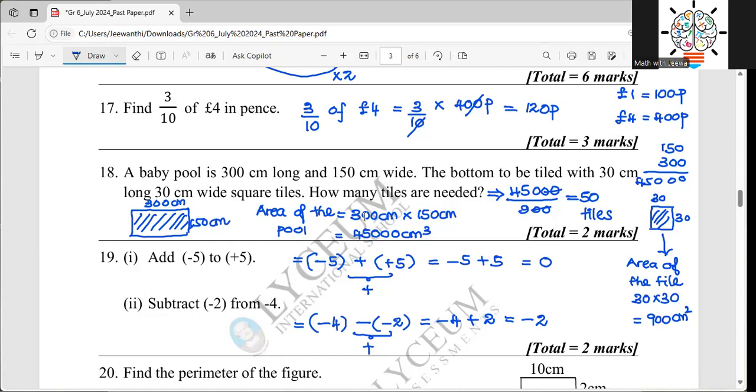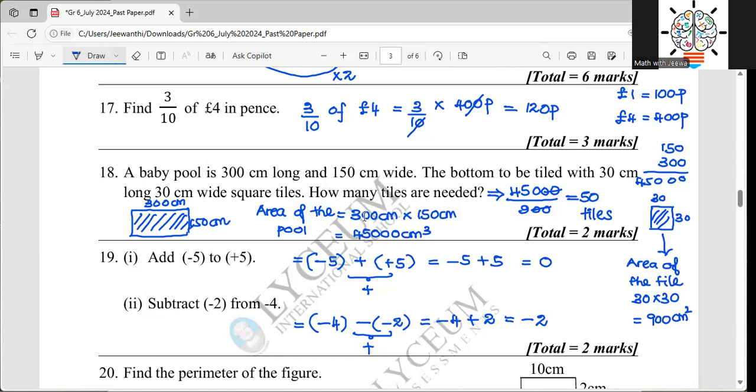Then the second part, you want to subtract. That means you want to use the subtraction sign. Subtract what? Negative 2 from what? From negative 4. So you write negative 4 inside the bracket and you use the subtraction sign, the takeaway sign, then you write the negative 2 again inside the bracket. In between the two signs, we assume that we have multiplication. Negative multiplied by negative gives me positive. Therefore, I rewrite the question without the bracket, negative 4 and positive 2.